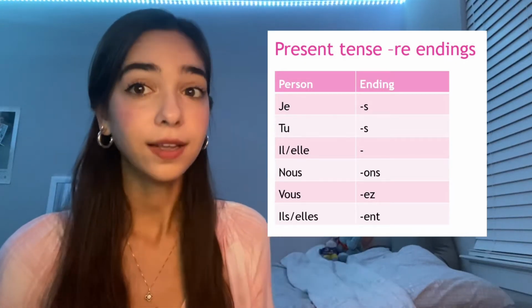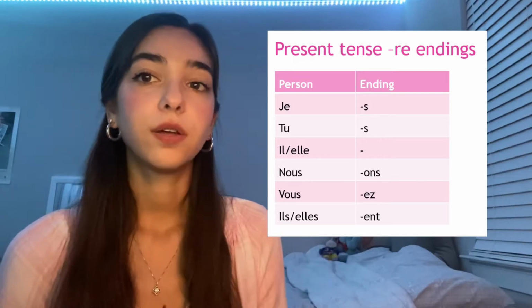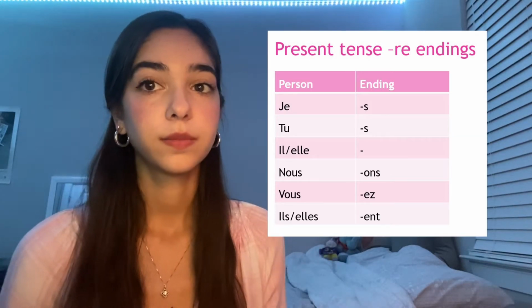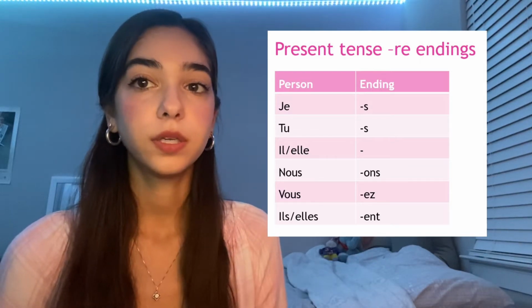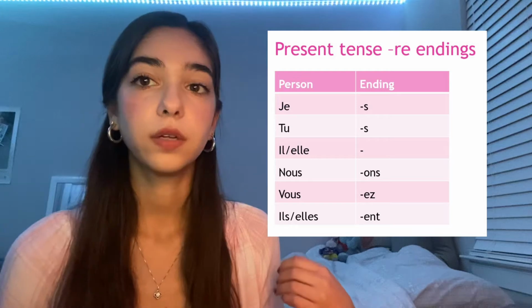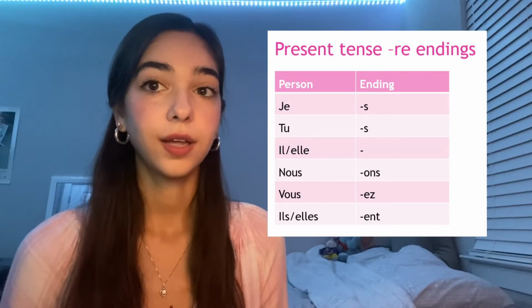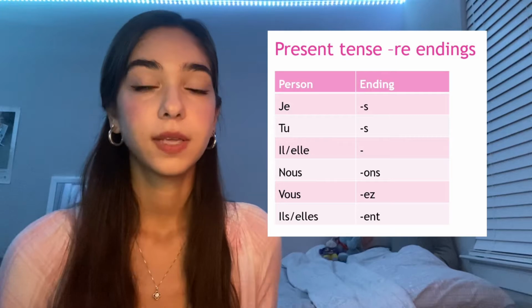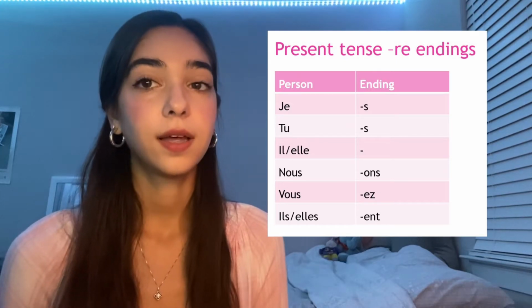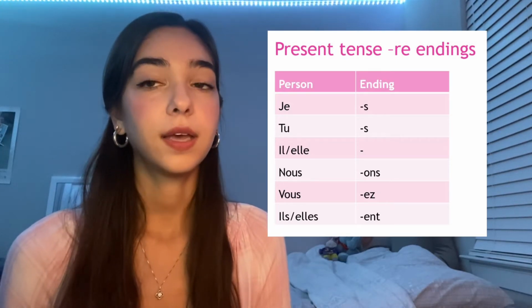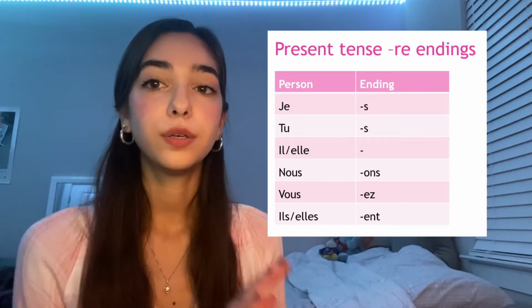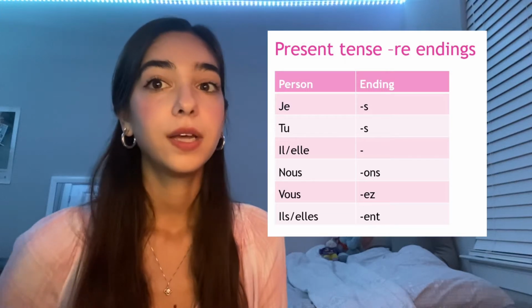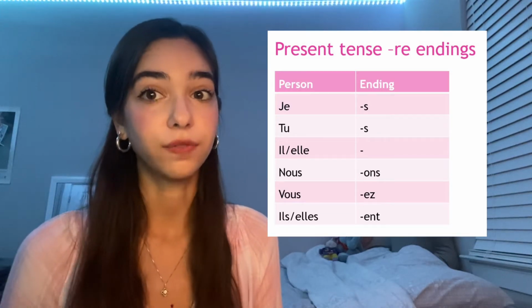For je, it's S. For tu, it's S. For il or elle, it's nothing. There's nothing. Then for nous, it's ONS, on. For vous, it's EZ, pronounced A. And then for ils, elles, plural, it's ENT, en. So nous, vous, and ils, elles, plural is the exact same as the ER verb endings. That makes it a little bit easier to memorize, right?